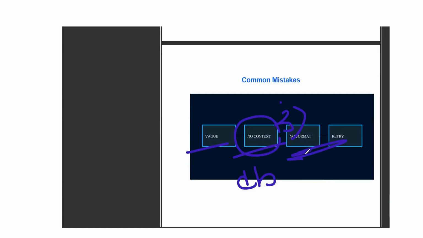And the fourth mistake is expecting perfect results on the first try itself. So, prompt engineering is not a one shot process. Sometimes you need to improve your prompt, add more details, and try again and again until you get the answer. Okay? Even experienced people do the same, right?